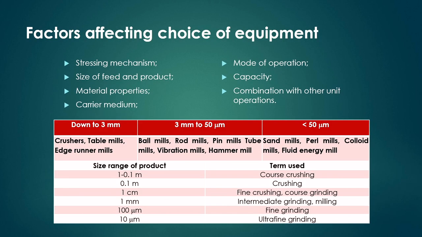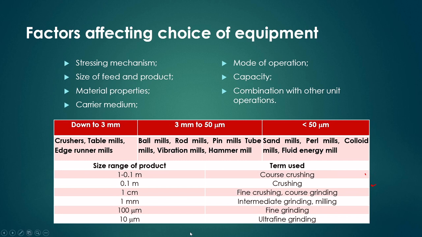You have to know the factors that affect the choice of the equipment already described here. Some are stressing mechanisms, the size of the feed and product, material properties, the carrier medium, mode of operation, and even capacity. There may also be some combination of other unit operations. Based on that, we can select different equipment based on the size of the material. If you have the size range of the product, then accordingly the more suitable equipment or crushing machine is given in this table here.